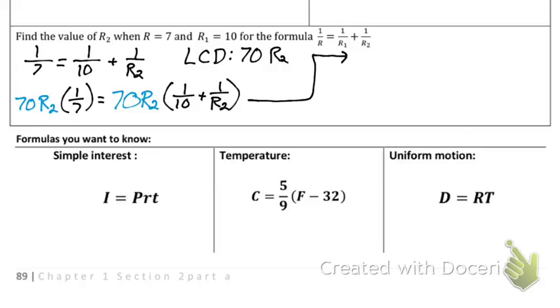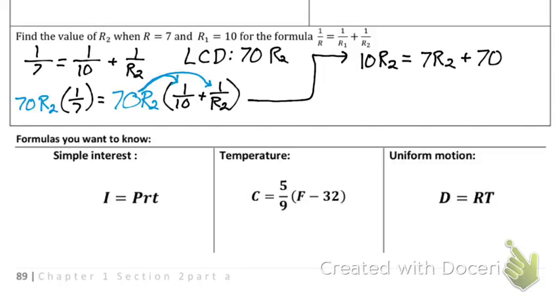So we have 70 r sub 2 times 1 over 7 on the left-hand side. Well, that's just 70 r sub 2 divided by 7. So we're going to be left with 10 r sub 2. On the right-hand side, when we distribute this 70 r sub 2 to that 1/10, we are taking 70 r sub 2 divided by 10, which is going to equal 7 r sub 2. And finally, we multiply that 70 r sub 2 times that 1 over r sub 2. We are taking 70 r sub 2 dividing by r sub 2, so my r sub 2s are going to turn to 1. So in fact, we're just left with 70.